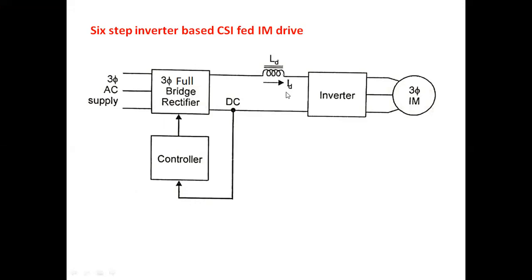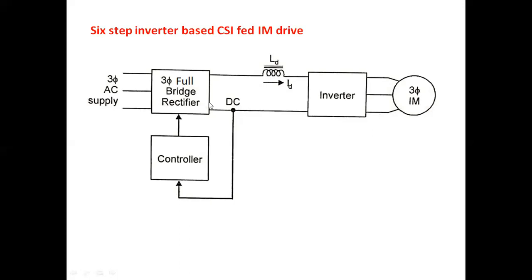This variable DC is not directly given as input to the inverter. In between, I am using a bulky inductor in order to make this variable DC a constant current, and that constant current is given as an input. I already told you the current magnitude depends upon the voltage magnitude here. For various firing angles, we get various voltage magnitudes, and similarly various current magnitudes at the input, so the output current is also a controlled current now. This is acting as a current source inverter.